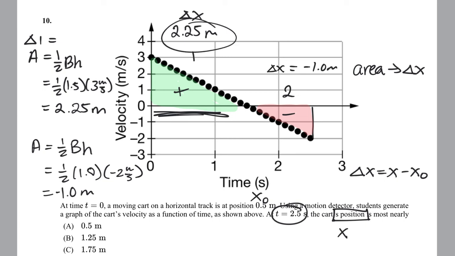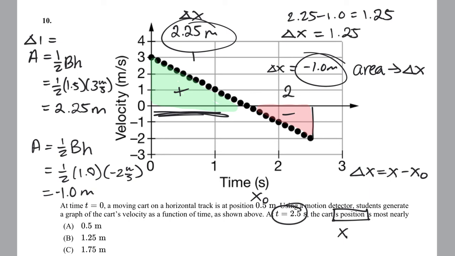So now we're going to add both of those up. Whenever we add 2.25 minus 1.0, we get 1.25, and that's actually going to be our change in position for real this time. Okay. So we know that change in position is going to be 1.25. We also know that our initial position is going to be 0.5, and we're trying to solve for final position. So if we algebra it, our answer is going to be 1.75, letter C.